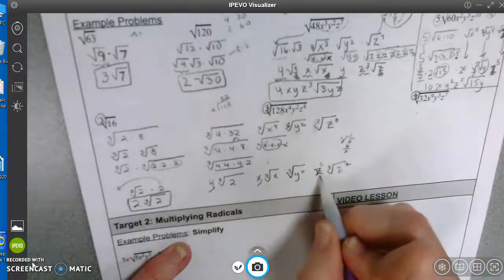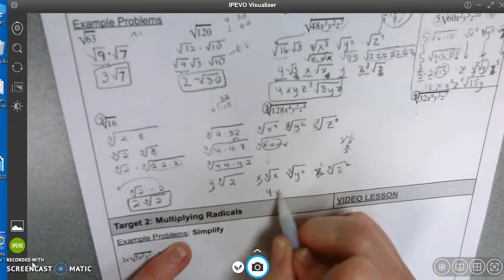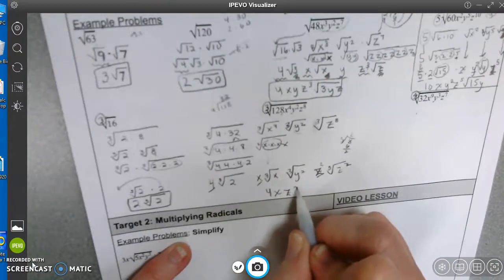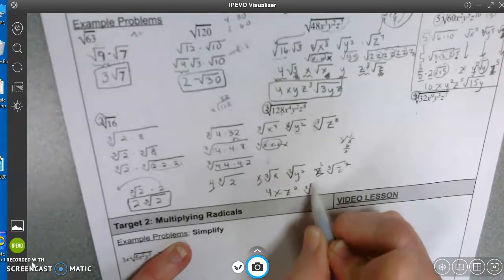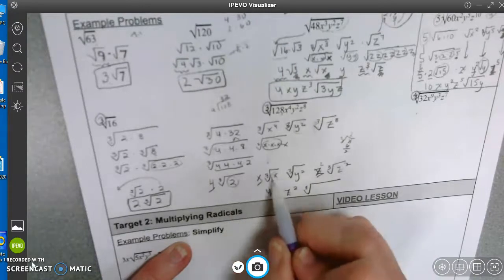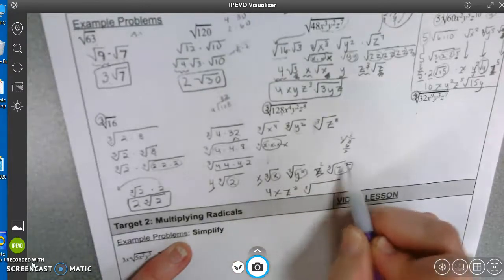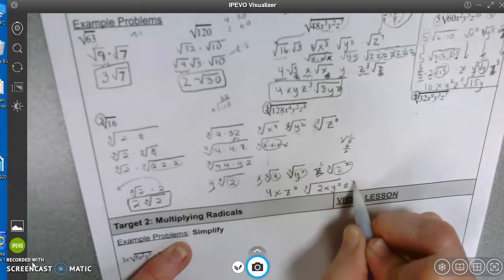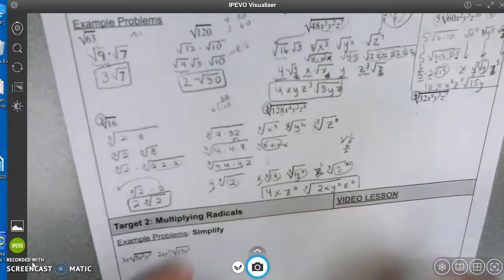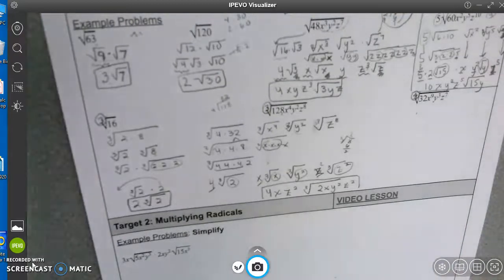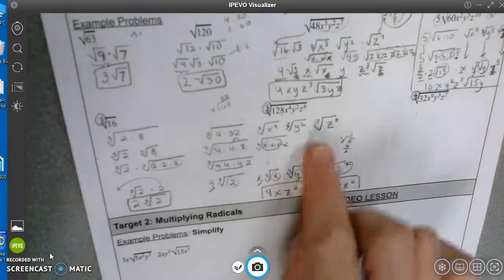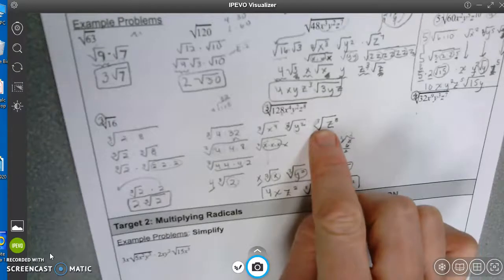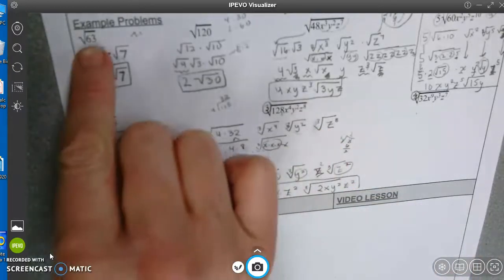Out, out, out. So 4x z squared, and then the radical, cubed root of 2 x y squared z squared, and we're done. So a little complicated, just take your time, be patient, think of groups of what you need to take out, so 3 here, 3 here, but pairs here.